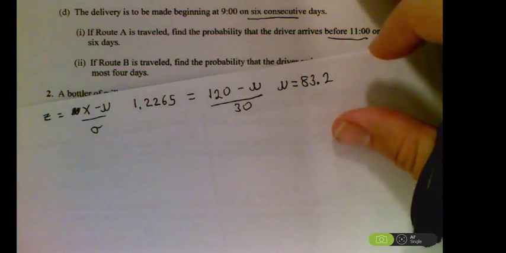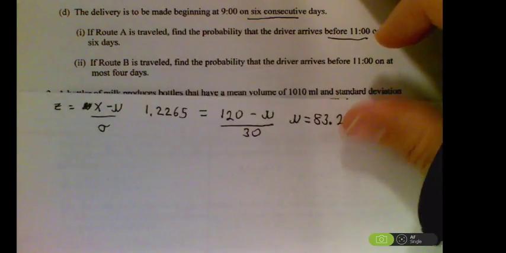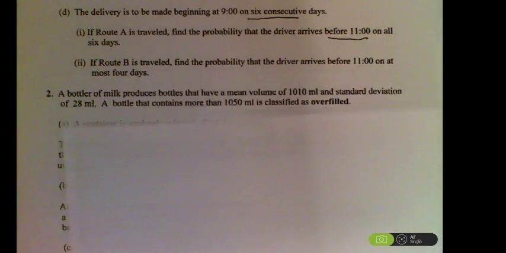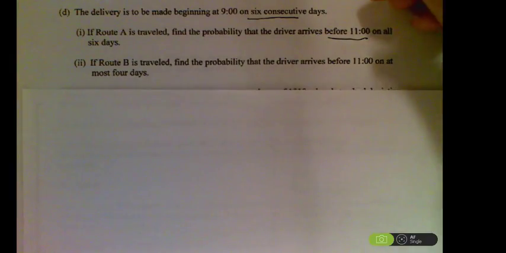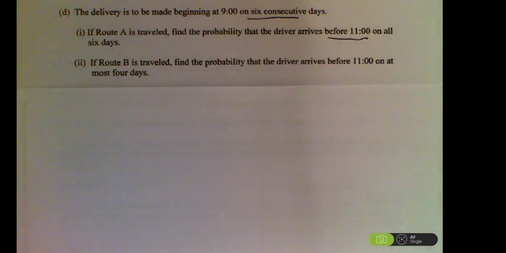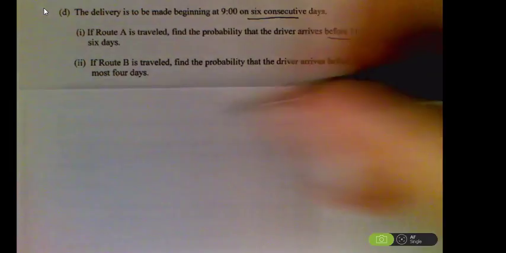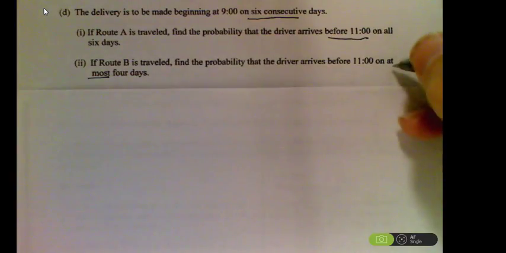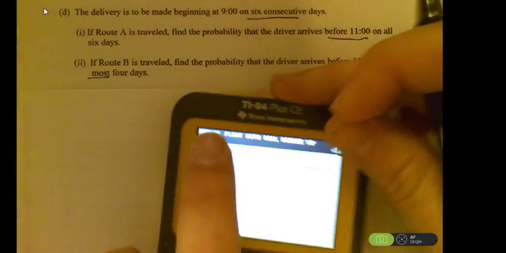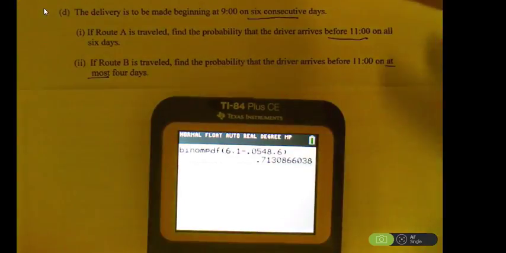So jumping on down to part 2, if route B is traveled, you get a better looking clean sheet of paper here. If route B is traveled, what's the probability that the driver arrives before 11 on at most 4 days? So notice the change in the wording. That's where it says at most, so now I know I'm going to be dealing with the binomial CDF for that one.